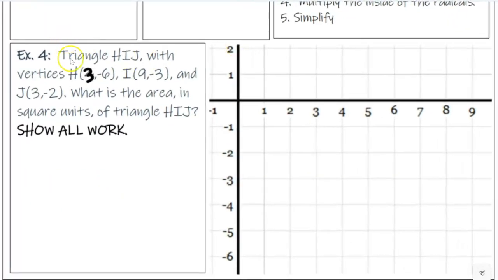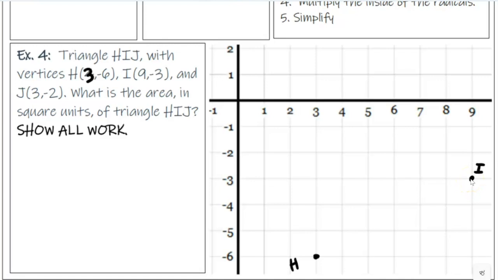All right, so let's go ahead and plot the points. Remember, it goes X and then Y. So this is going to be 3 on the X-axis, -6 on the Y-axis. This creates a point. So 2 of them make 1 point. This is point H. So just go ahead and label as you go. I is 9 and -3. So 9 on the X-axis, -3 on the Y-axis. And that's going to bring us to point I.